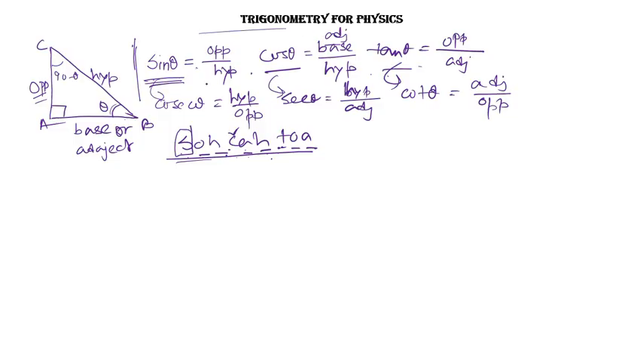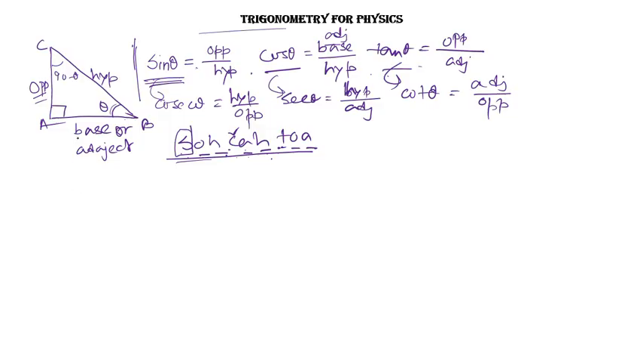Okay. So in this video, because I'm mainly making it for the physics chapter, I'm not going to cover functions, domain, range, and all that. But we will cover most of the identities which are needed for solving physics problems. Okay.